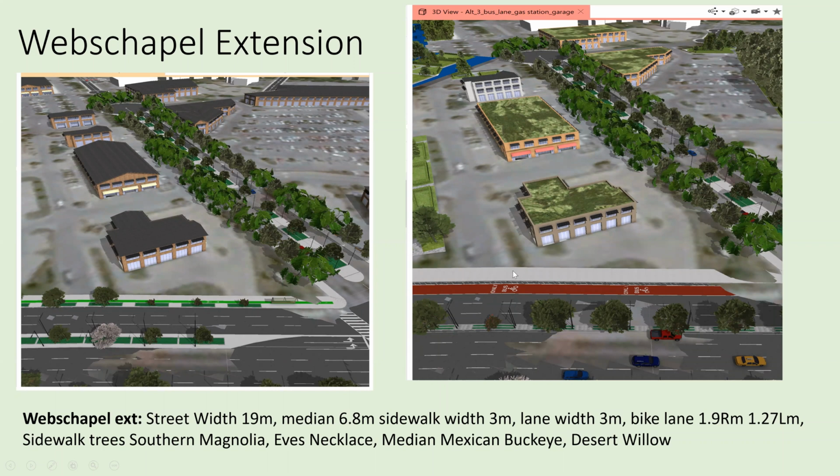The comparison in these pictures is Webschapel Extension in option 1 and then option 3. Option 3 has the bus lane, the green roofs, and another green area in the parking garage in the back. And this was option 1, the design for Webschapel Extension.